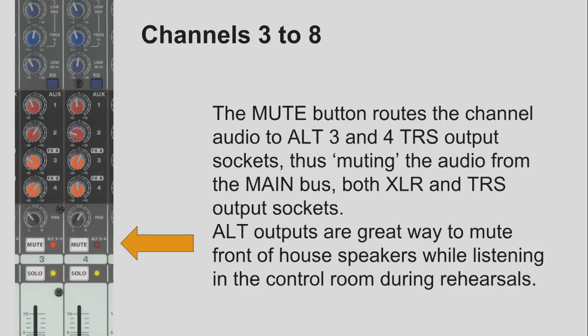The mute button routes the channel to the alternate 3 and 4 balanced output sockets at the back of the unit, thus muting the audio from the main bus, both XLR and TRS output sockets. The alternate outputs are again a great way to mute the front of house speakers while listening to them in the control room, which are connected to the alternate outputs 3 and 4.